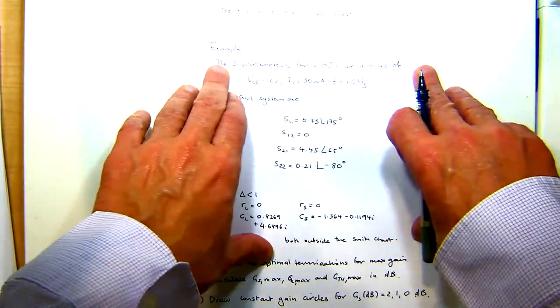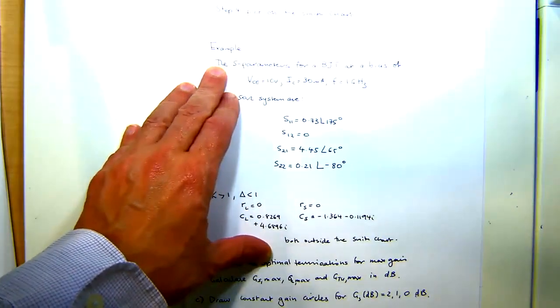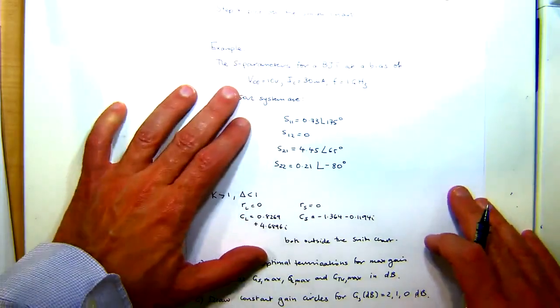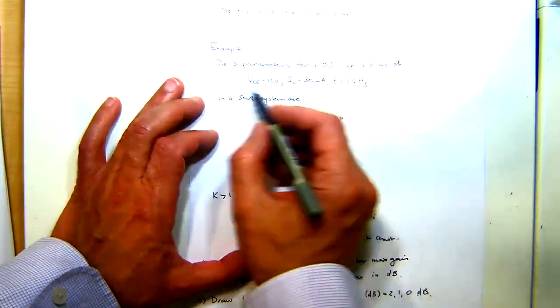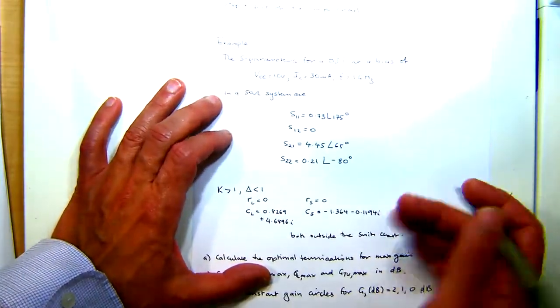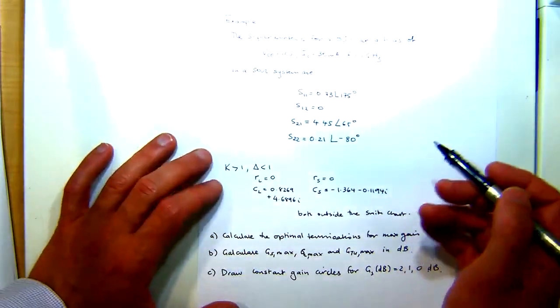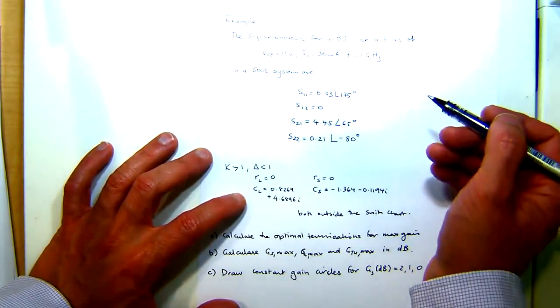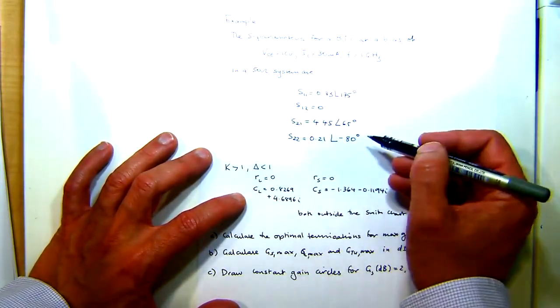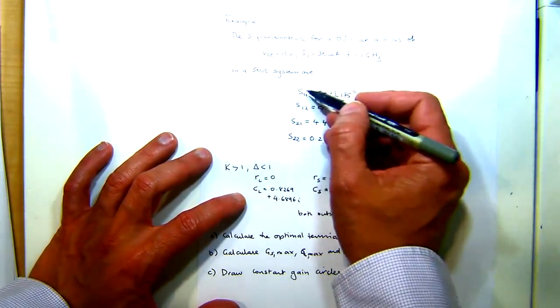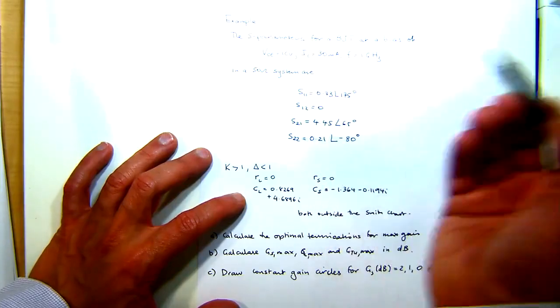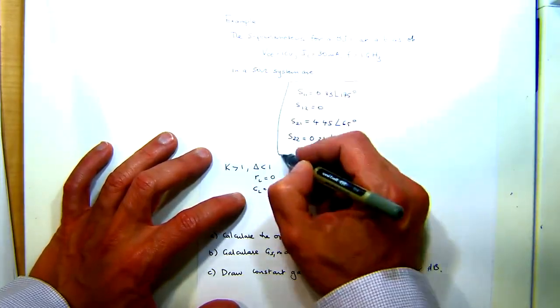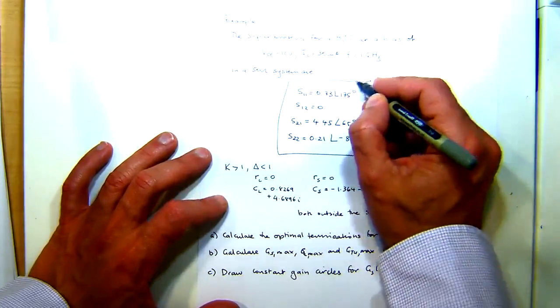So we've got the S parameters. Let's say we've got a bipolar junction transistor, and this bipolar junction transistor is biased in a particular way. It's a 50 ohm system, and we've got S11, S12, S21, S22. We've got all the scattering parameters. Okay.